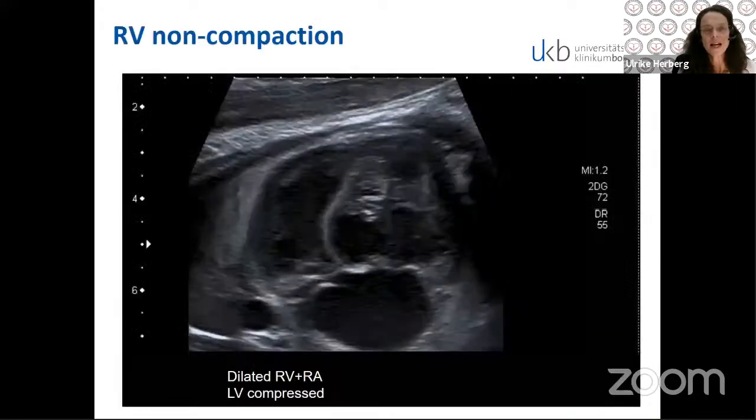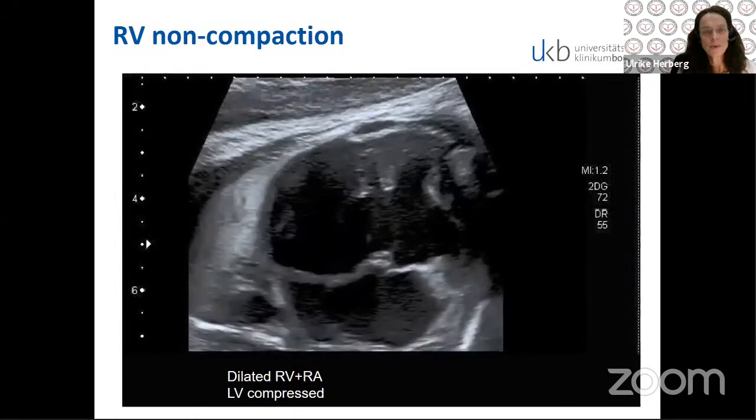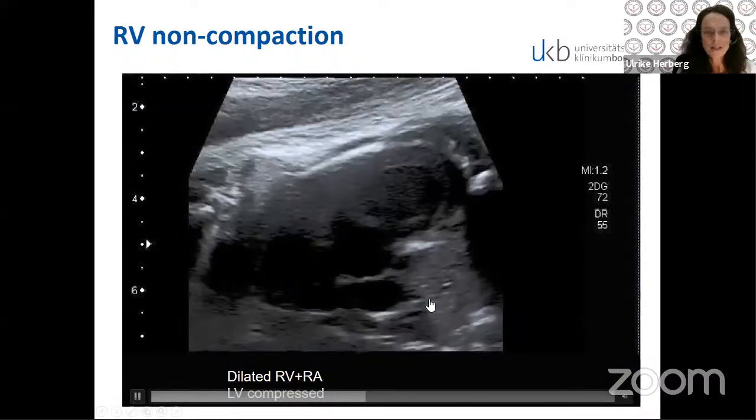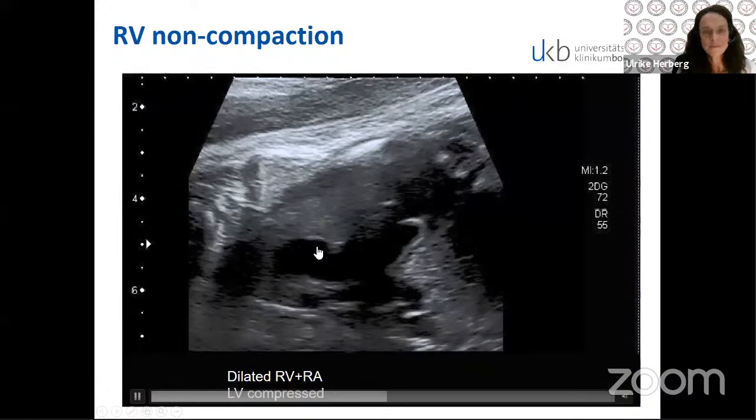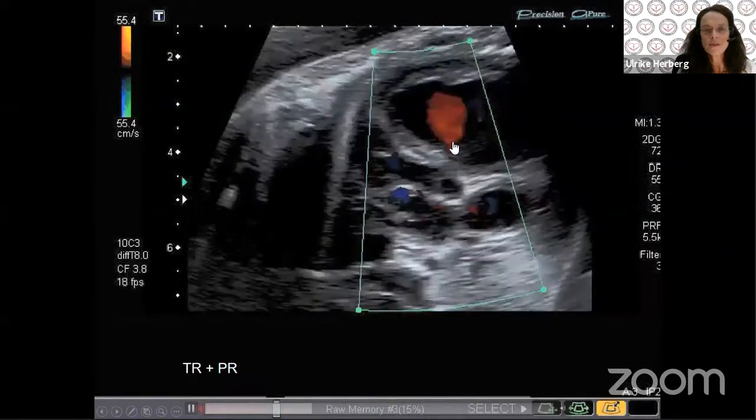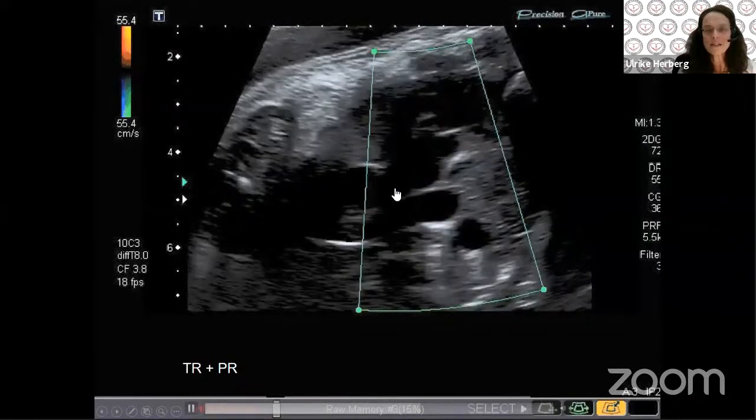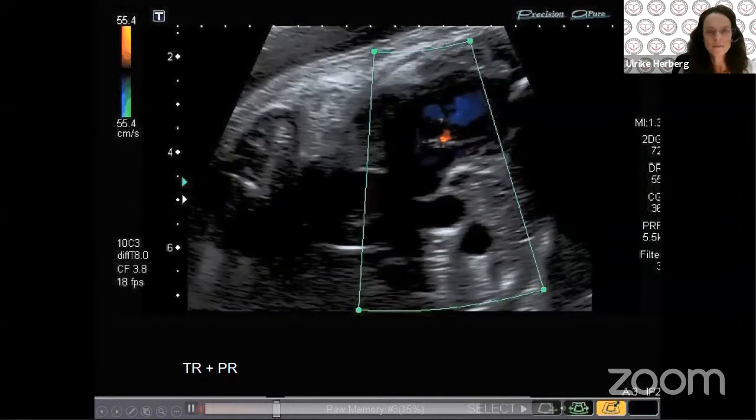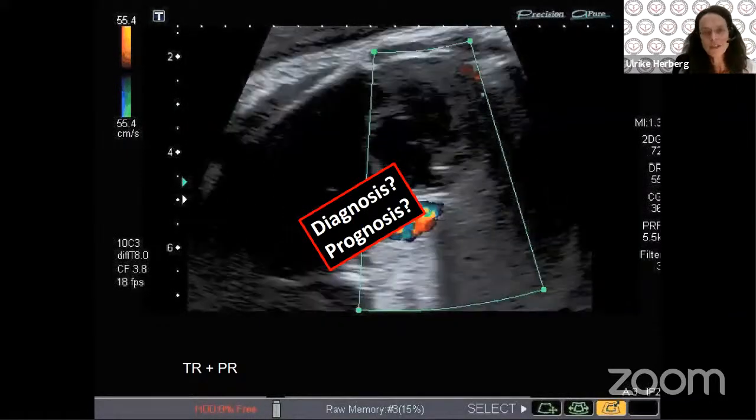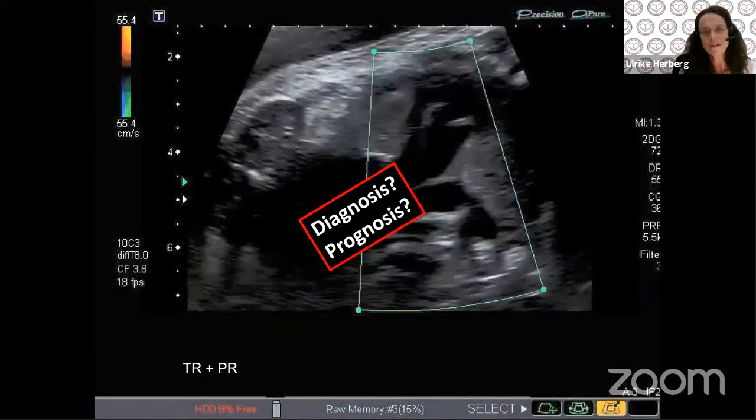The next cases are dilated cardiomyopathies, and you have seen the first four-chamber view of this fetus with RV non-compaction, mostly involving the right ventricle with right ventricular and right atrial dilatation, and the left ventricle was compressed. In color Doppler, we do see moderate tricuspid regurgitation in this fetus and also mitral and pulmonary regurgitation with a decent antegrade flow across the pulmonary valve. So what is the diagnosis? We think it's right ventricular non-compaction. And what is the prognosis in this case with a predominantly right ventricular cardiomyopathy?